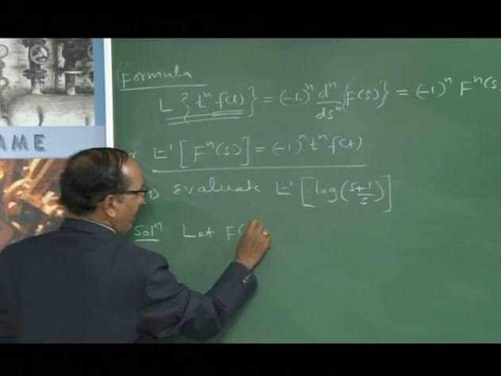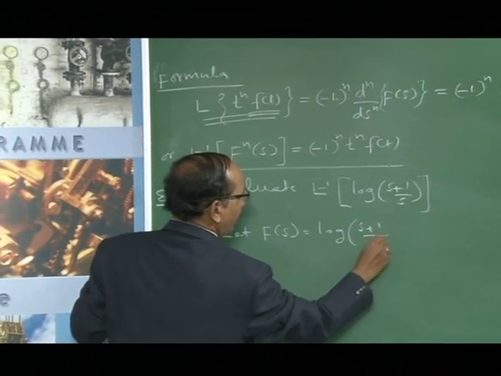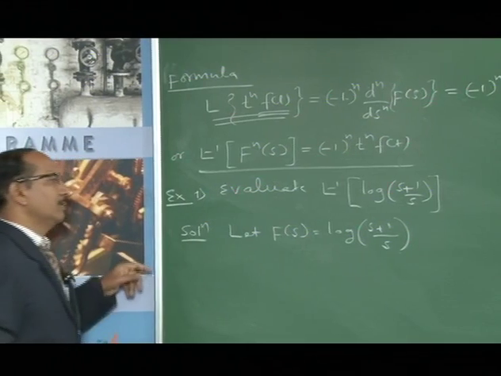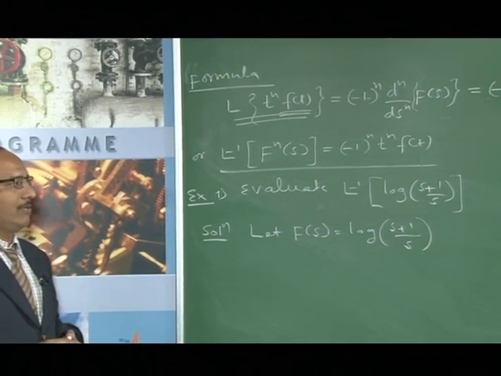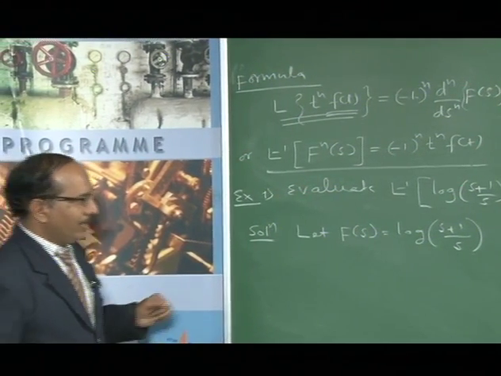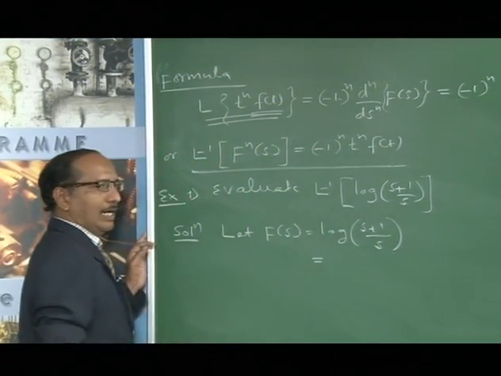f of s is the given function, that is the logarithmic function, log of (s plus 1) upon s. If you know the inverse of this, the problem gets over. But we do not know the inverse of logarithmic functions or trigonometric functions. So, I differentiate. Before differentiation, I can simplify using the logarithmic property.